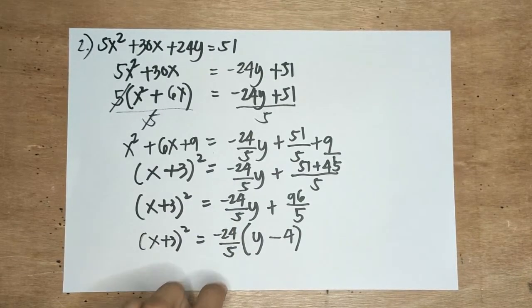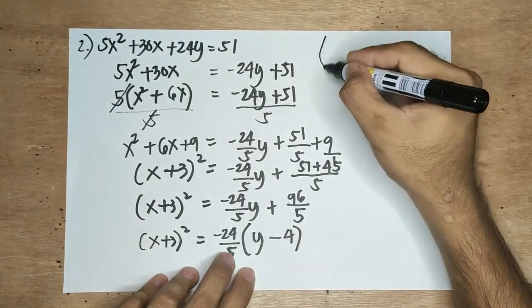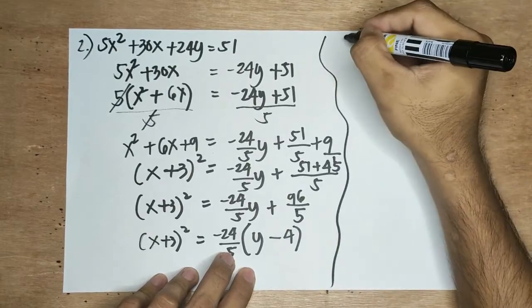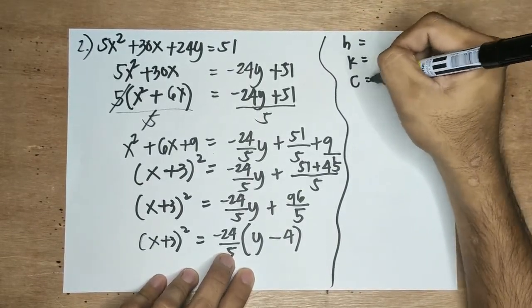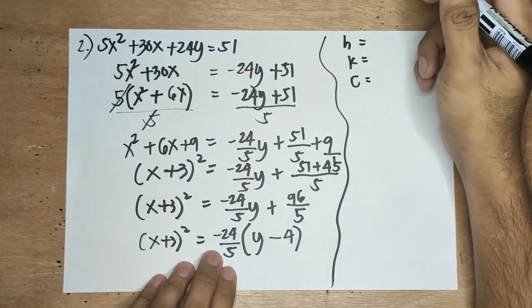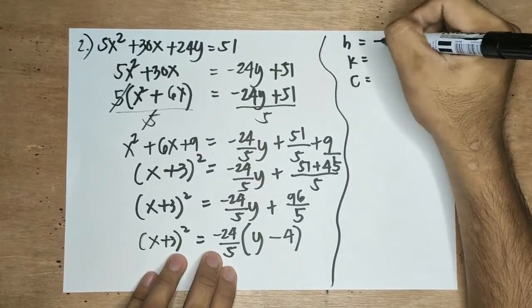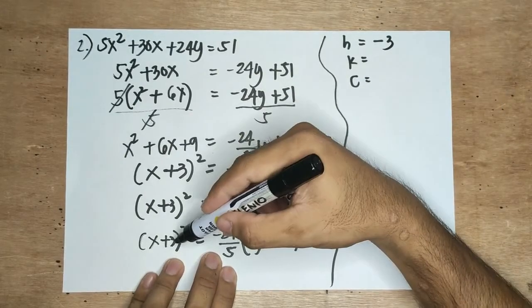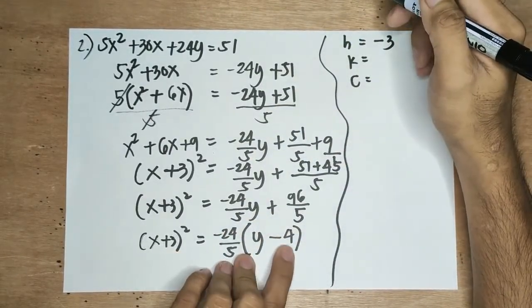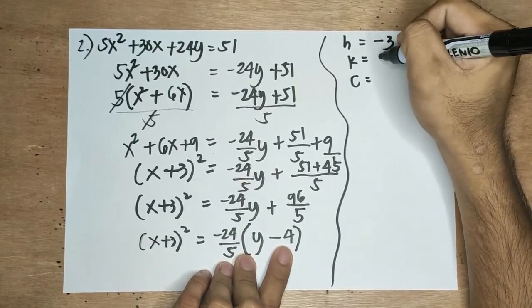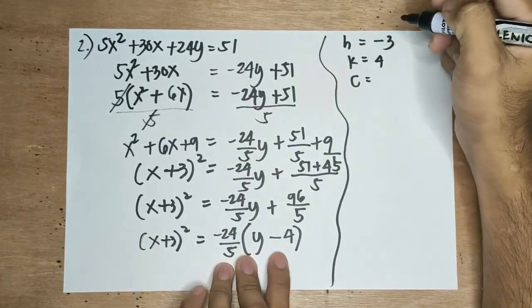So, ibig sabihin, since negative yung nandito, this is a parabola opening downwards. So, ang values na essential dito ay yung value ni h, value ni k, at value ni c. Ano yung h natin? The value of h here is negative 3. Since positive ito, we consider the negative counterpart. Since negative na ito, we consider the positive counterpart. The value of k is 4.